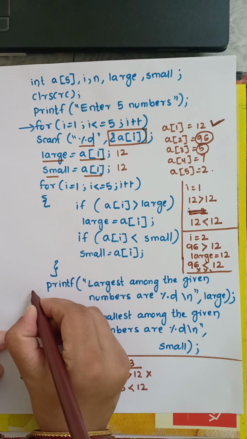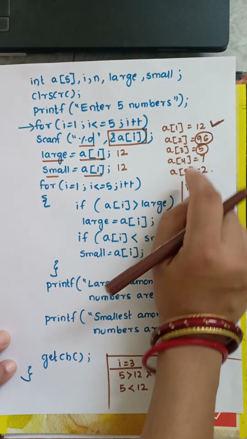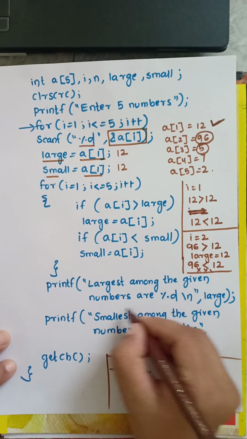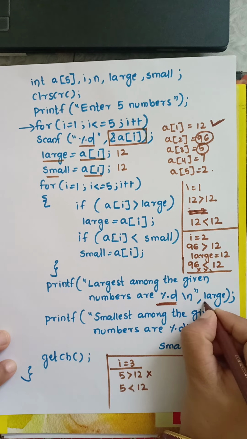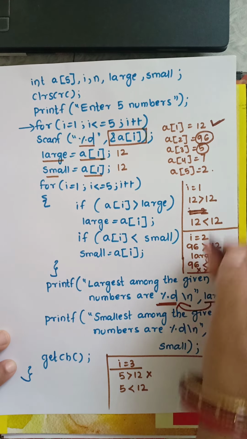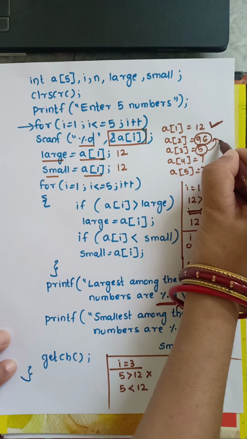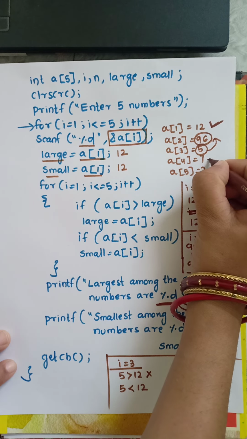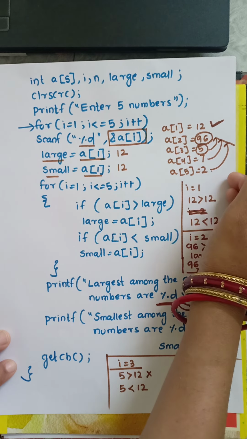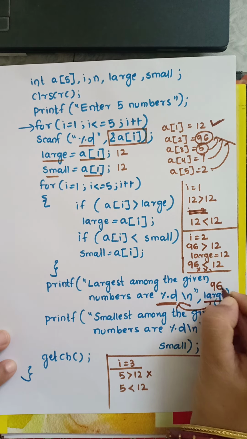Next, here our printf is what? After we check and compare all the values from a1 to a5, we print the largest among the given numbers, %d, meaning large. So now the largest value is displayed here. What is the largest value? Now we are comparing each value. We compare 96 to 5, then 96 is larger. Next we compare 7 to 96, 96 is larger. Next we compare 2 to 96, 96 is larger. So in our final result, the larger value is 96.